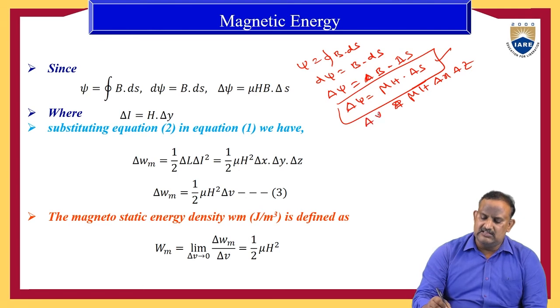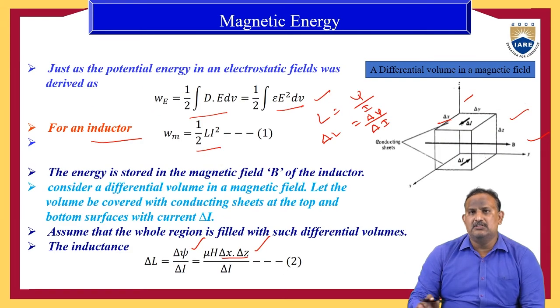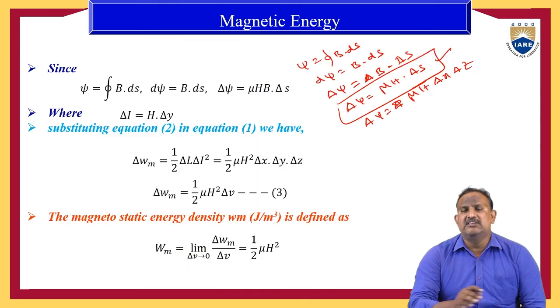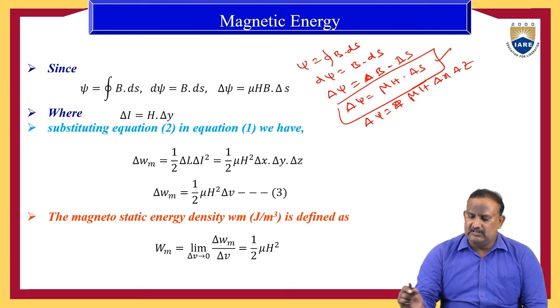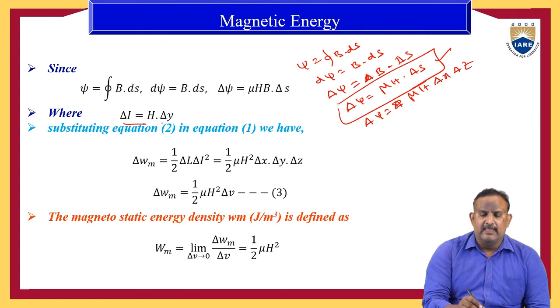Therefore, delta psi is equal to mu H delta x delta z, and the inductance change delta L is delta psi by delta I. Here we can find the current, because the current is flowing along only the y direction. Therefore, the current delta I is equal to the magnetic field intensity H times delta y.